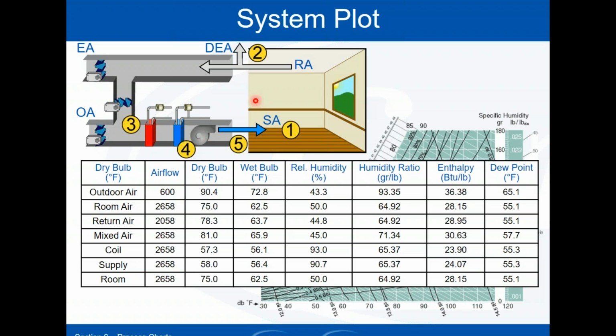All the resistance would equate to return grill, return duct, coil or filter would be right here, filter, heating coil, cooling coil, supply duct, and supply grill. It's already factored into that discussion. So the filter has no effect on this particular system process.